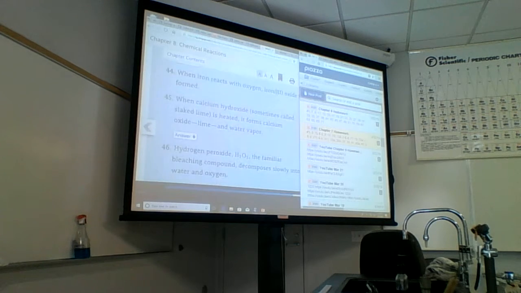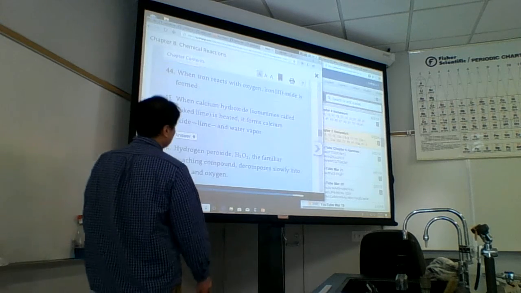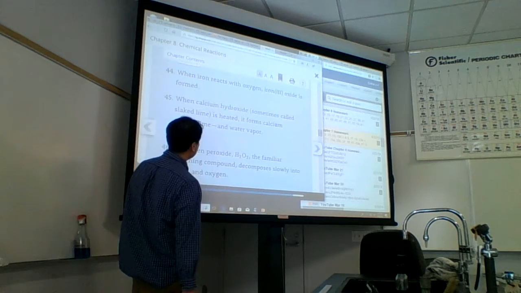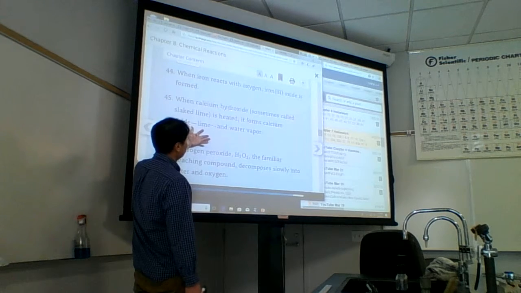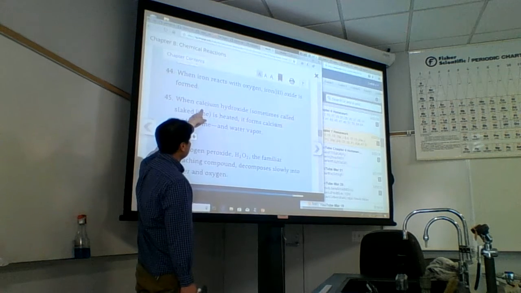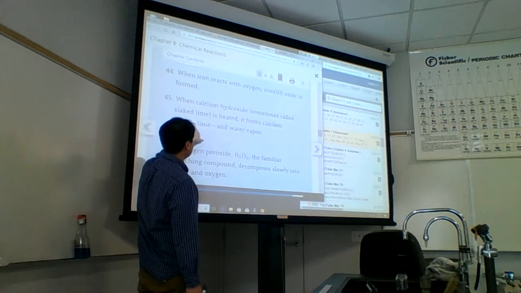45, when calcium hydroxide is heated, it forms calcium oxide, or lime, and water vapor. This one is an acid-base reaction, but there's a difference between having to predict what the products are, predicting the chemical properties, versus just having to write the formulas. There's no prediction involved here. All you have to do is write the formula for calcium hydroxide, calcium oxide, and water.